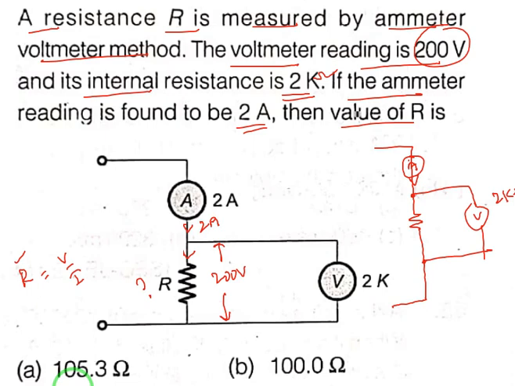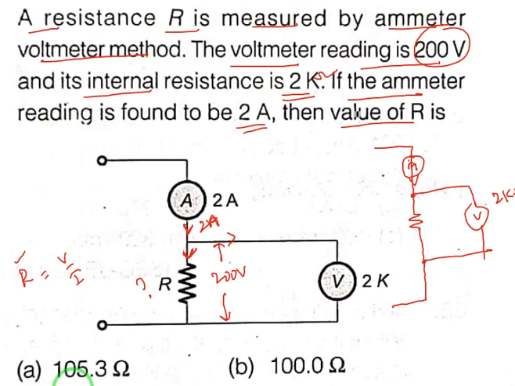For an ideal ammeter, what is the internal resistance? For an ideal ammeter, internal resistance is 0. For a current source, internal resistance is infinite. Don't confuse this. For an ammeter, internal resistance is 0 only. So 2 amps current will flow in this way. We have to know how much current is flowing through this resistor. If we know how much current is flowing through the voltmeter, we can remove that and the remaining current will flow through this resistor. So 2 amps current is flowing till this point.